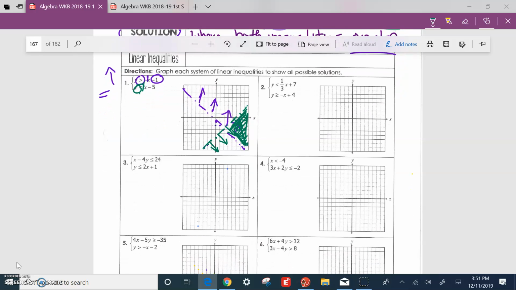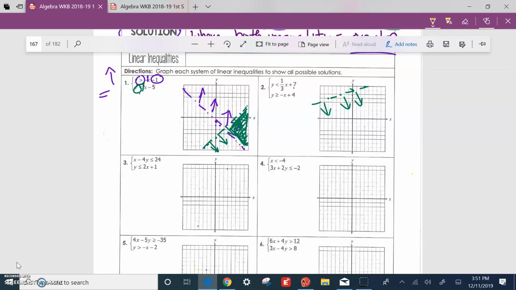Second example, number 2. 1, 2, 3, 4, 5, 6, 7 is the y-intercept. Our slope is up 1 over 3. I do not have more space, so I'm going to go backwards, down 1 over 3 to the left. We always start to the right. We only go to the left to extend. It is a less than, so no equal to, so put dashes, and less than would be below.